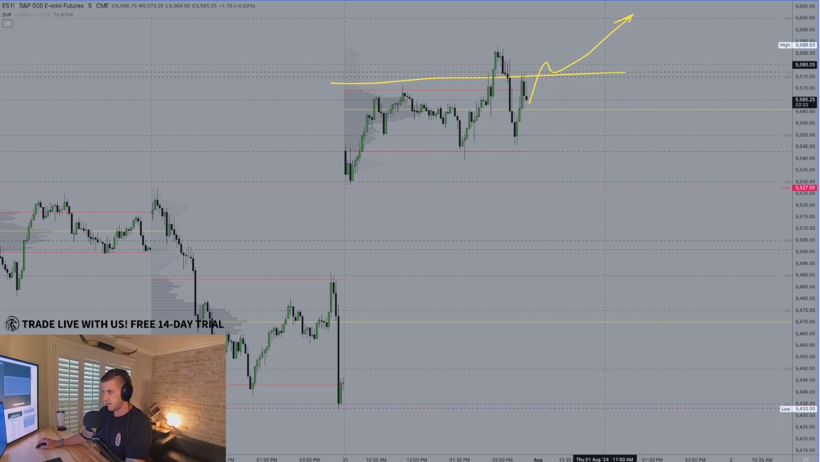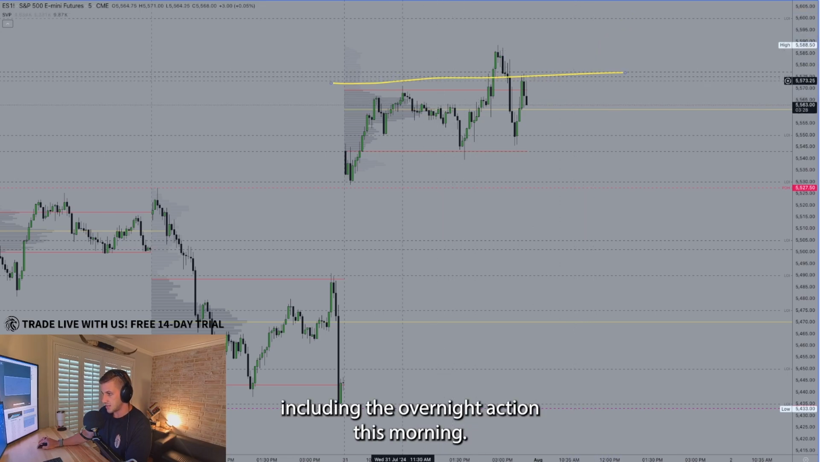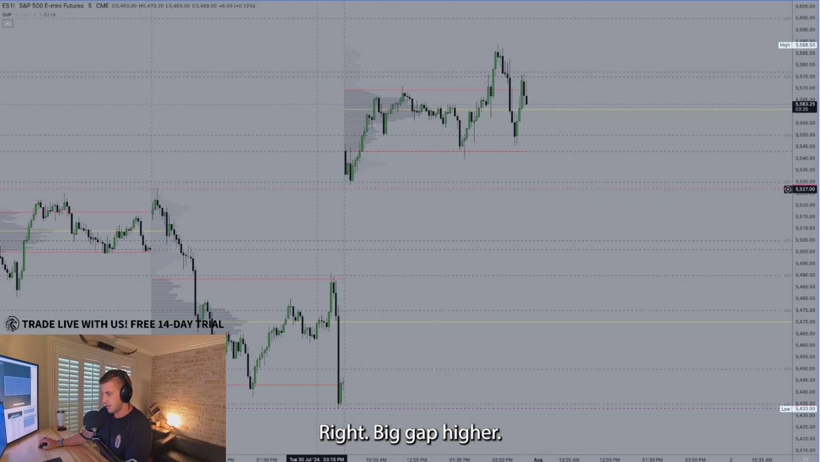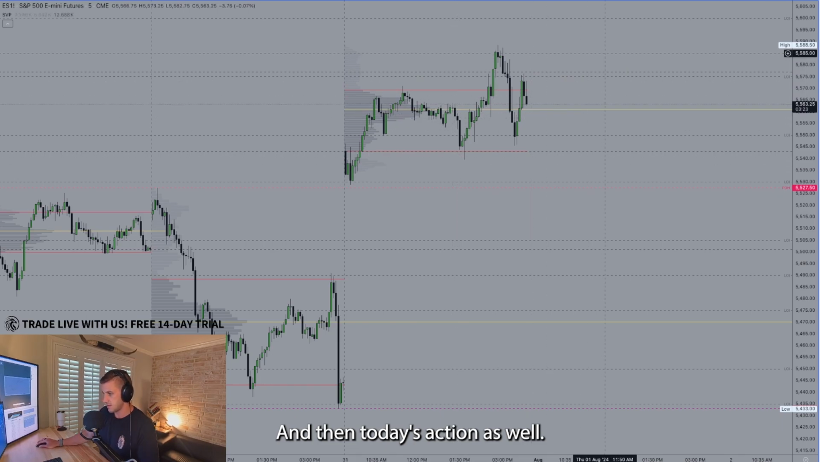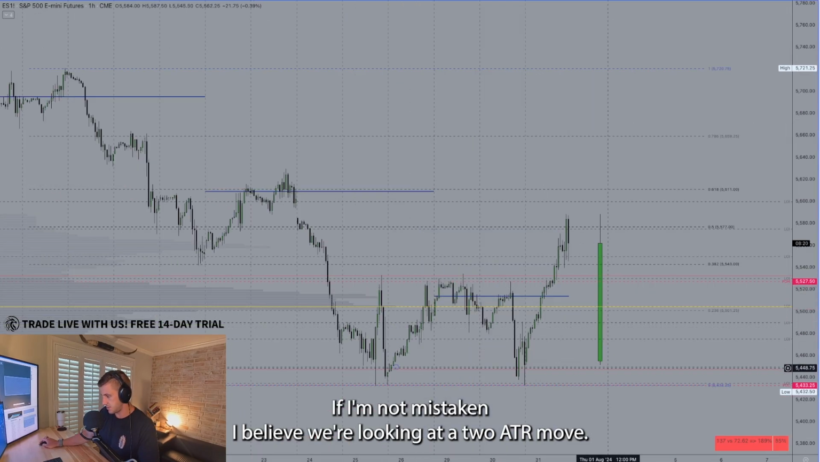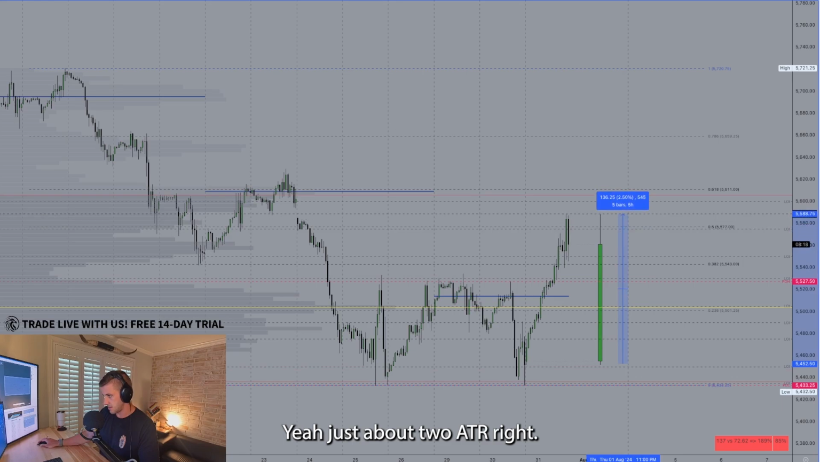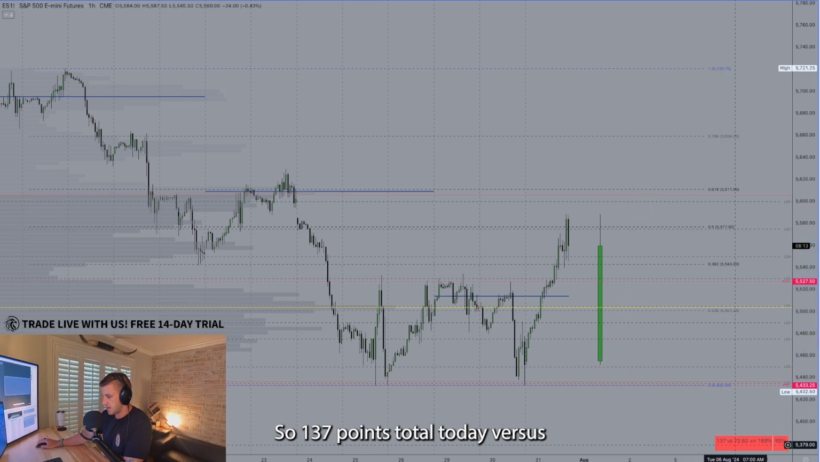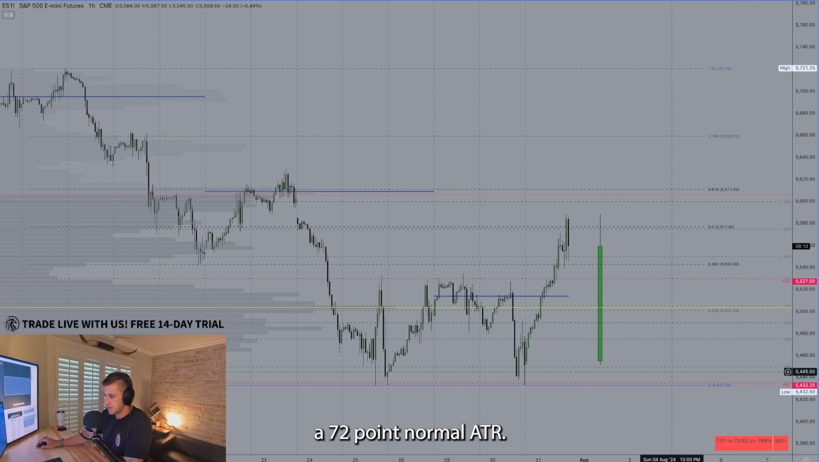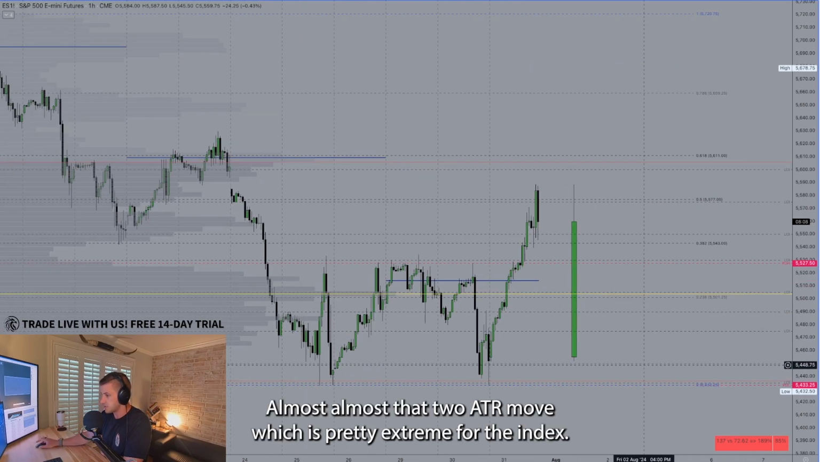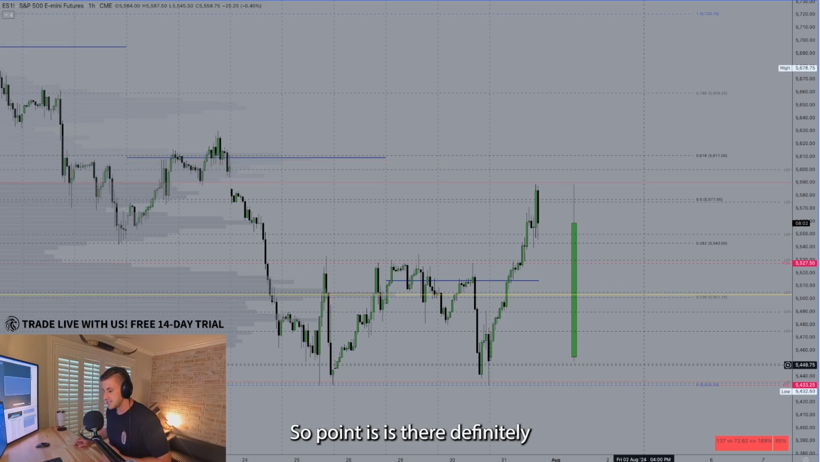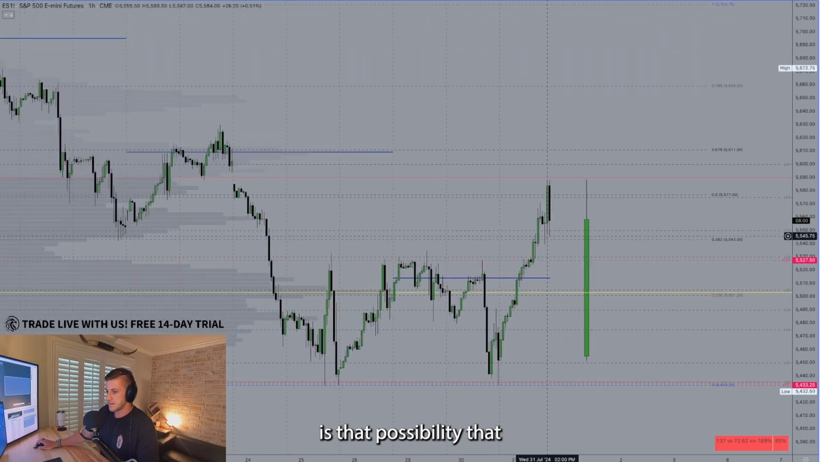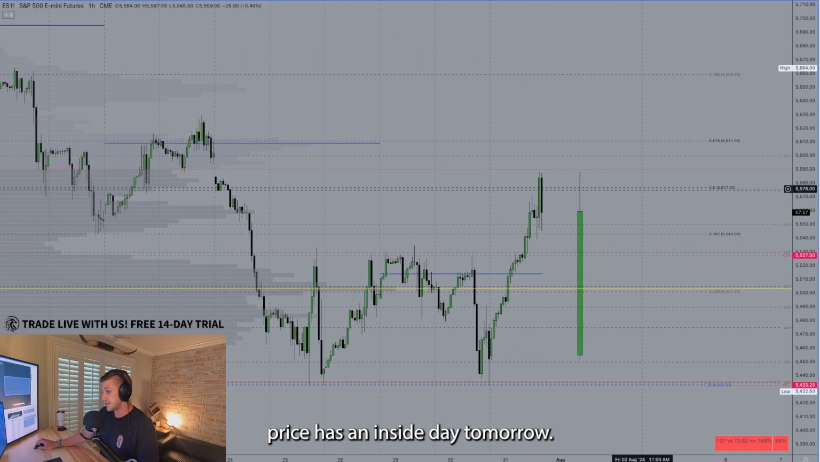Now, given the volatility, including the overnight action this morning, right? Big gap higher. And then today's action as well. If I'm not mistaken, I believe we were looking at a 2 ATR move. Yeah, just about 2 ATR, right? So 137 points total today versus a 72 point normal ATR, almost that 2 ATR move, which is pretty extreme for the index. So the point is there definitely is that possibility that price has an inside day tomorrow.